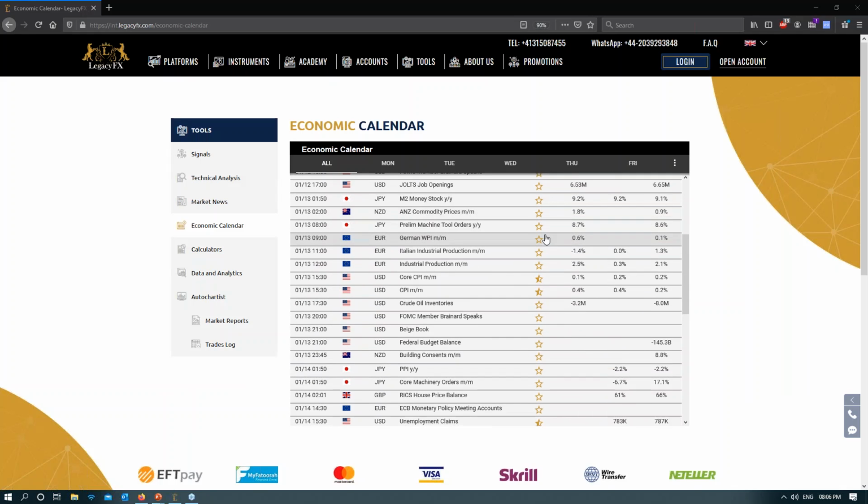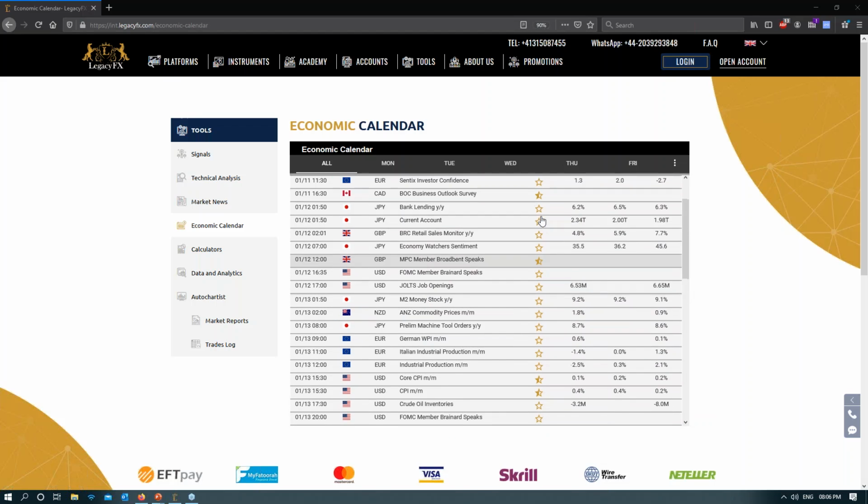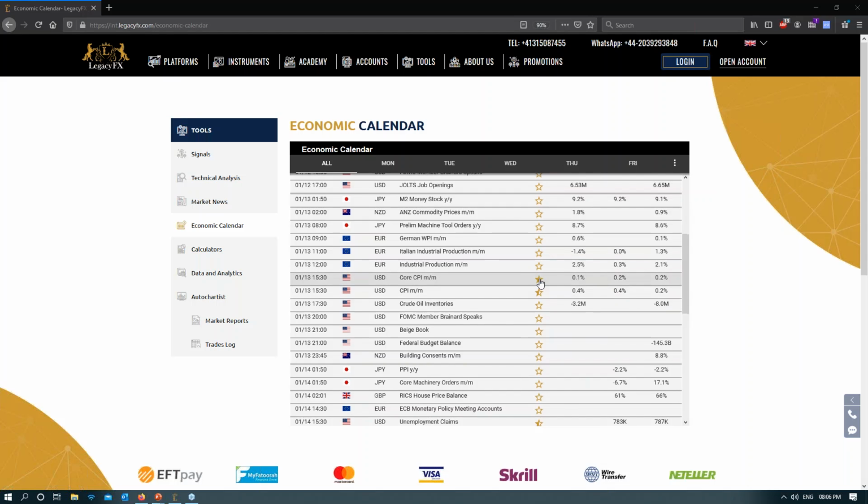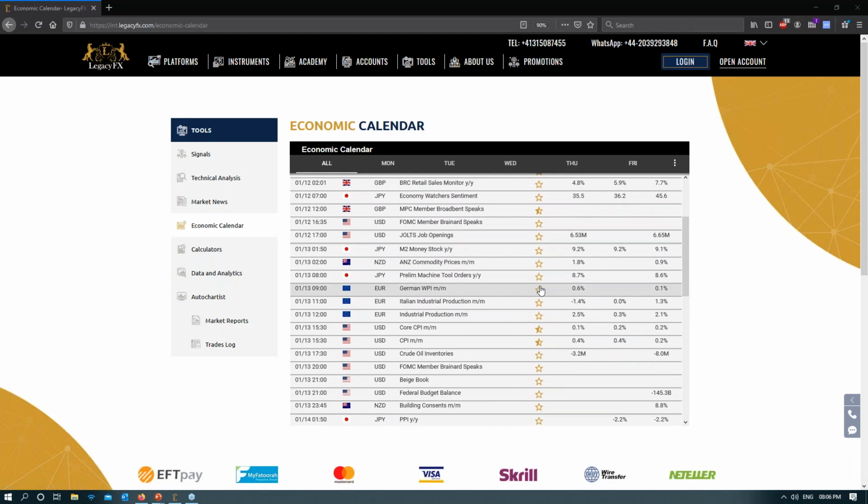Now, what is important is understanding impact levels. And in this case, the economic calendar has a star system where you have an empty star, half a star, or a full star. Now, what that means is the expected volatility on the moment of the announcement, or the possible expected volatility.